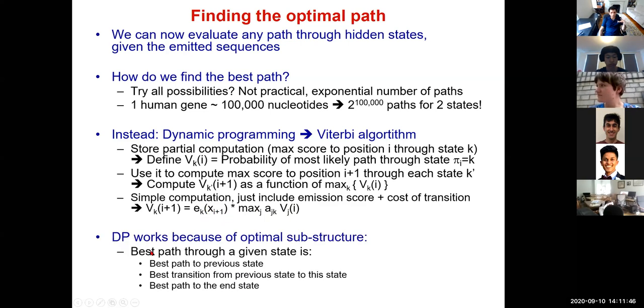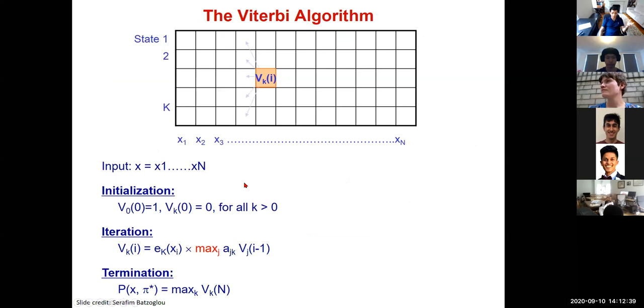Okay? And the reason why I can do this, the reason why dynamic programming works, is because there is actually optimal substructure. Namely, the best path through a given state better be the best path to the previous state and the best transition from the previous state to this state and the best path to the end state. Because if it wasn't building up on these best paths, if there was something that's better building up on these best paths, then that means that I can get an even better score, and therefore that the previous was not optimal, and therefore there's a contradiction. So with this cut and paste argument again, straight from 6046, I can basically reason that the best path has to go through a series of optimal solutions, and because of that, I can actually use dynamic programming. So let's dive a little bit more into the detail.